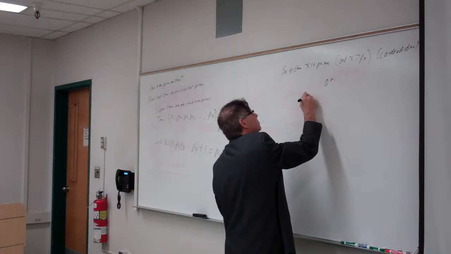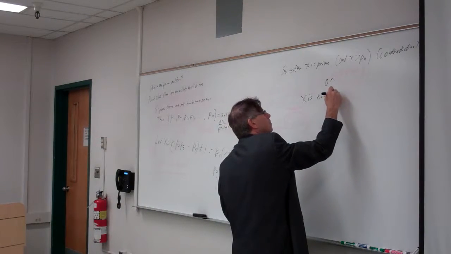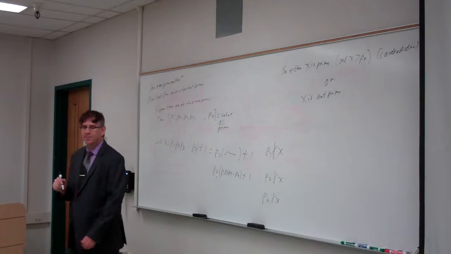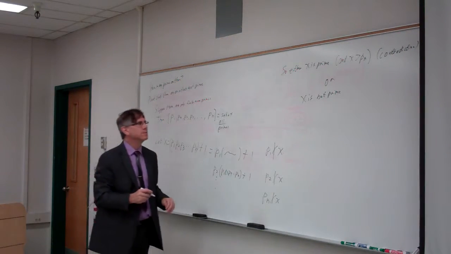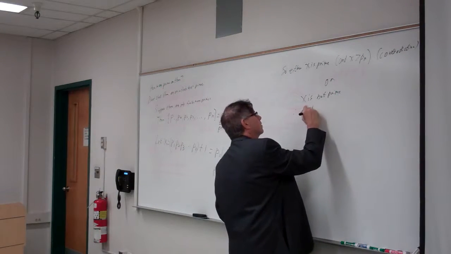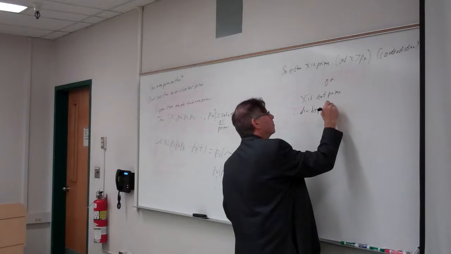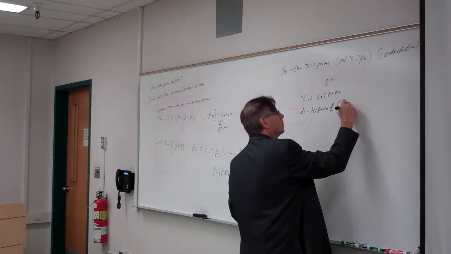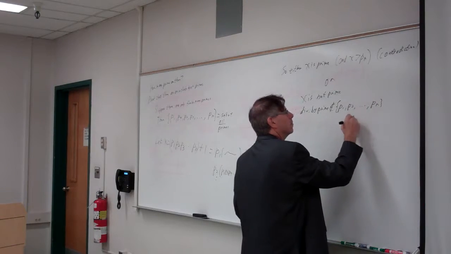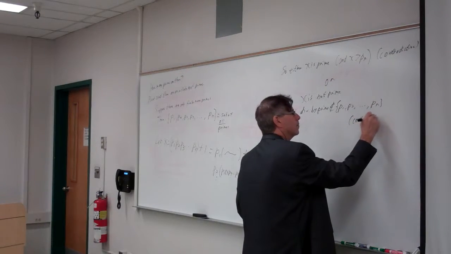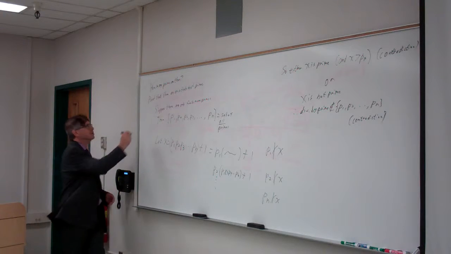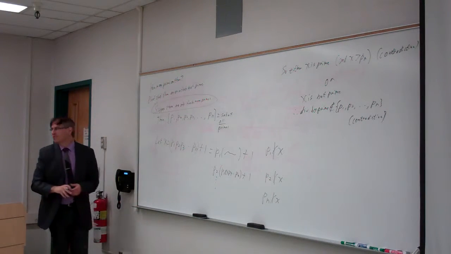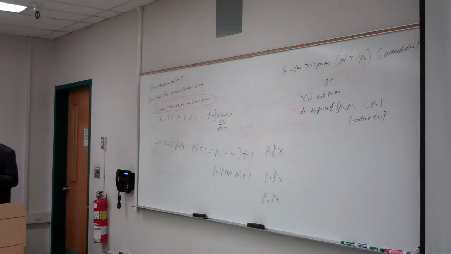or x is not prime, which means it's divisible by something, but it's not divisible by any of these primes. It's got to be divisible by a prime that's not in this set, which is a contradiction again. So either way you have a contradiction. Your only conclusion is that your hypothesis must be false. So there must be an infinite number of primes.